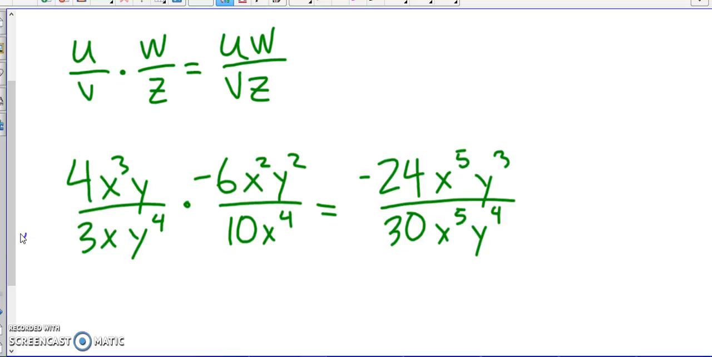And then what I could do is simplify this. Now notice that this is all multiplication and division, so x to the fifth divided by x to the fifth, that drops. If I take y cubed, I'm going to have y to the first left over. And then 30 and 24 have a common factor of 6, so this would become 4, and this would become 5. And so I'd have negative 4 over 5y.